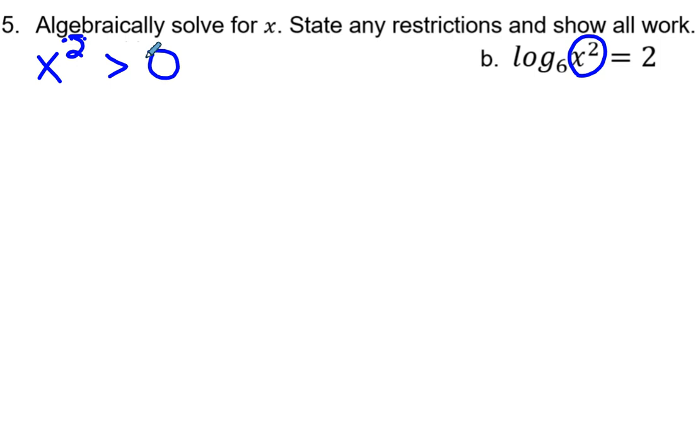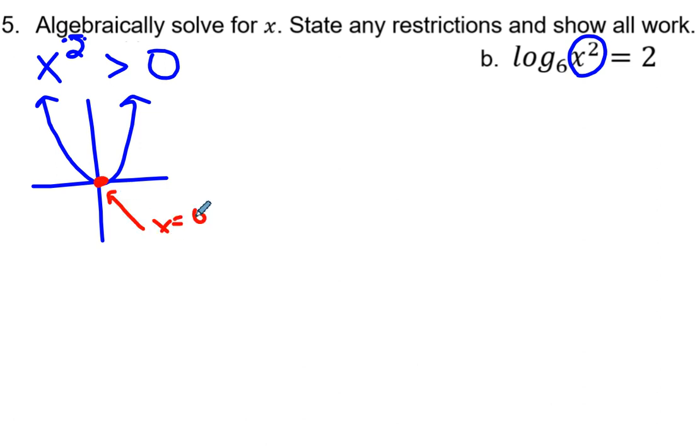Now, it can't be 0. You can't take the log of 0. It has to be an actual positive number. So x squared is greater than 0. That takes me back to 20-1. X squared is a quadratic, and it is always greater than 0, with one exception, this point right here. When x equals 0, 0 squared equals 0.